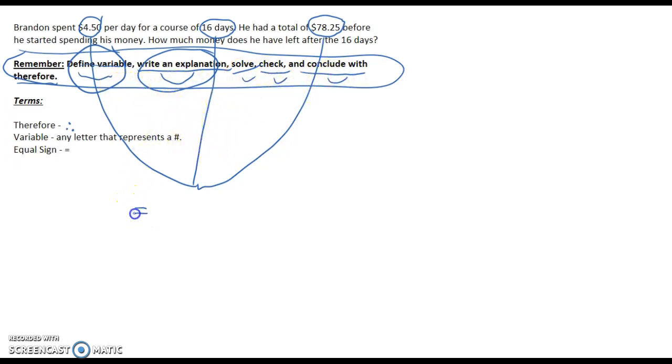So you put the equal sign at the start. You start with the total, $78.25, and then you get minus $4.50, because you're subtracting the money spent from the total, so you get the change. You finally add the multiplying by 16 days after the $4.50 because he spent it over a course of 16 days.